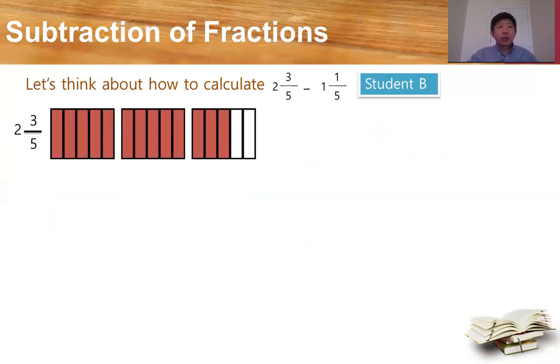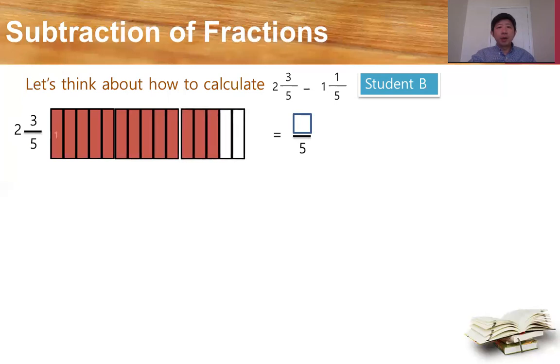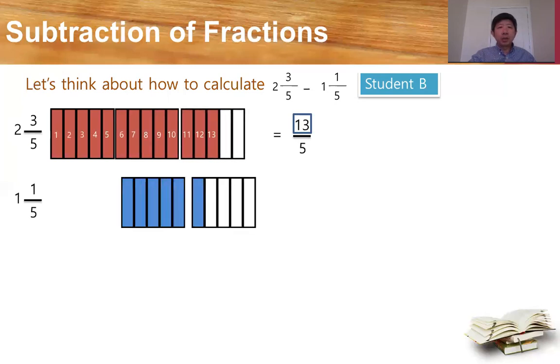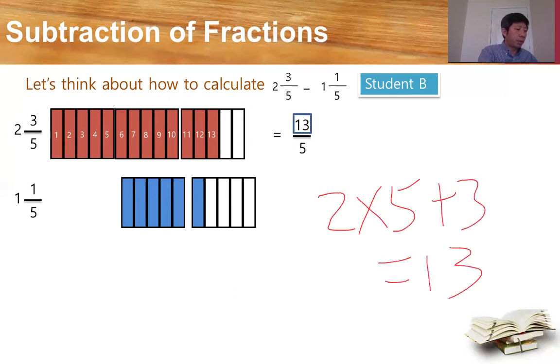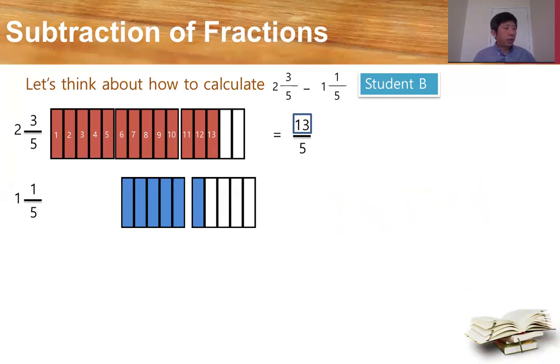2 and 3/5 represented like this picture. That makes sense to you? Yes. How about then we're going to change this into what? Improper fraction. All right. Another way to do it. So that's the 1, 2, 3, 4, 5, 6, 7, 8, 9, 10, 11, 12, and 13. So basically we take 2 times 5 plus 3, that's why we got 13. All right, so 13 out of 5.